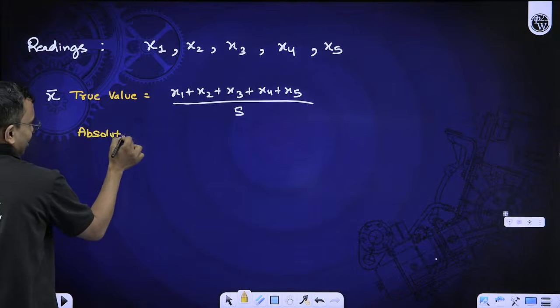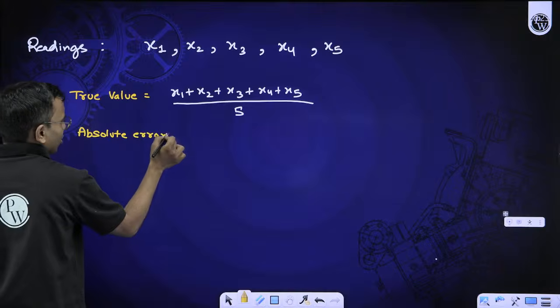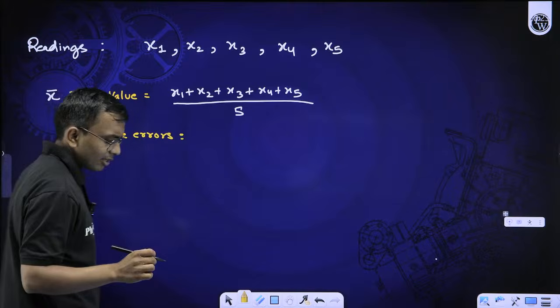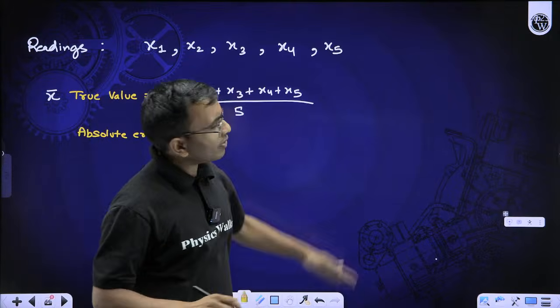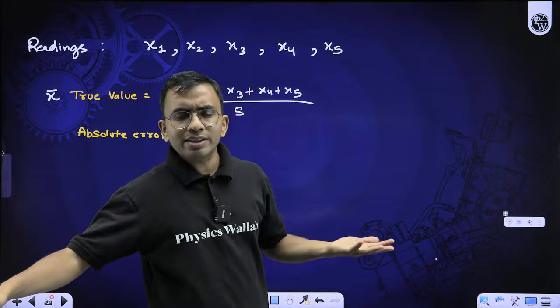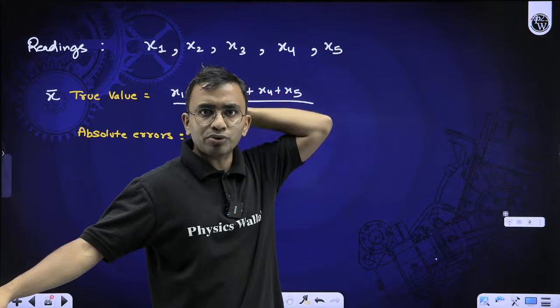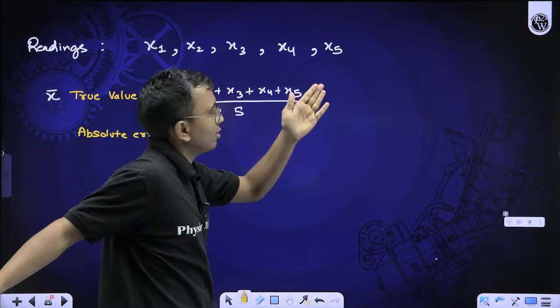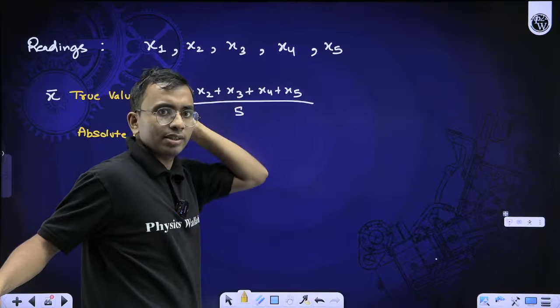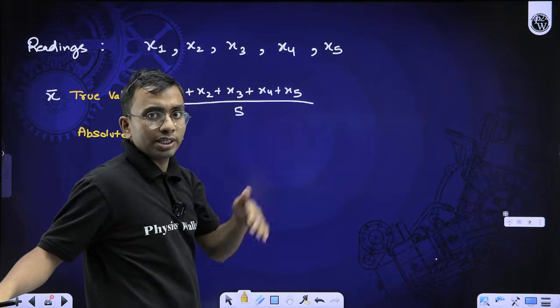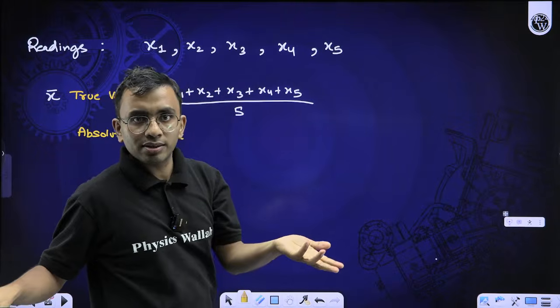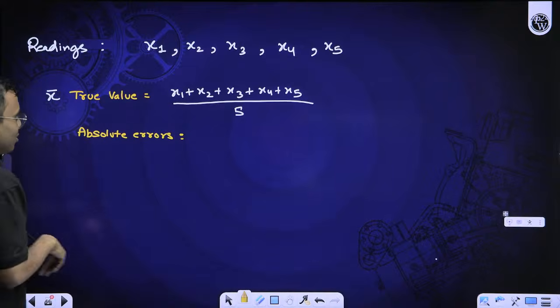Absolute errors. Why am I doing these things? I'm getting 5 different values. What should I say my measurement is? Should I just mention the true value, just the average of that? That is also incomplete knowledge, because I need to tell how much error is there in that. So I'm finding the error part basically.